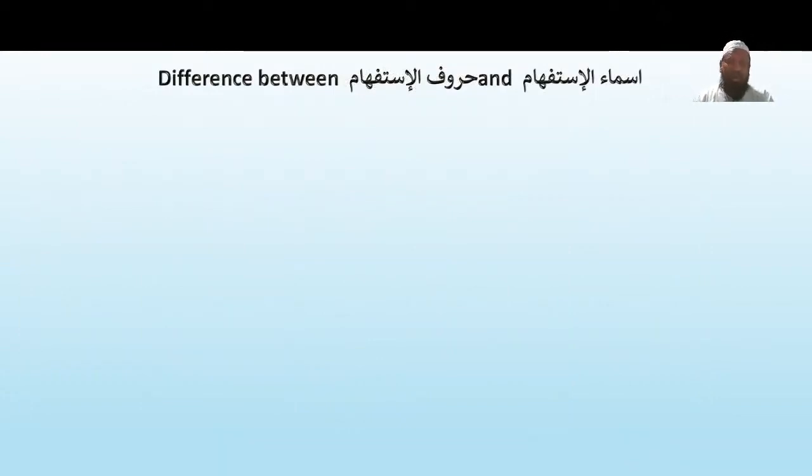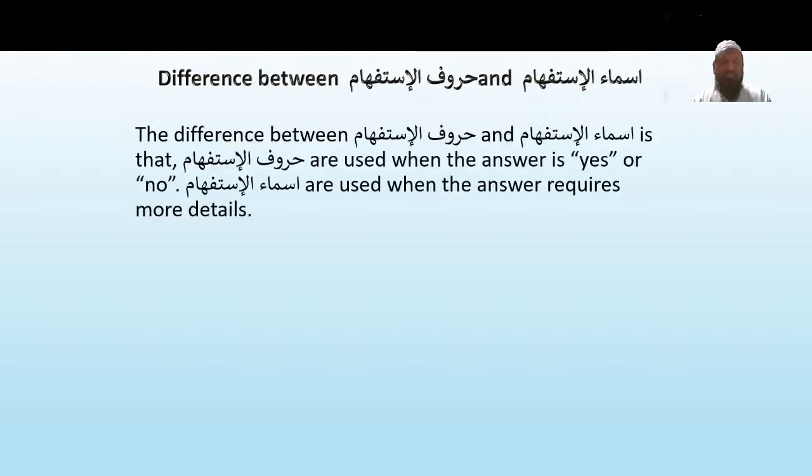So we have أدوات الاستفهام, and they are two groups. One is حروف الاستفهام and one is أسماء الاستفهام. So why do we have two groups then? What is the difference between حروف الاستفهام and أسماء الاستفهام? The difference is that حروف الاستفهام are used when the answer is just simple yes or no. When the answer is yes or no, then we use those two حروف الاستفهام.